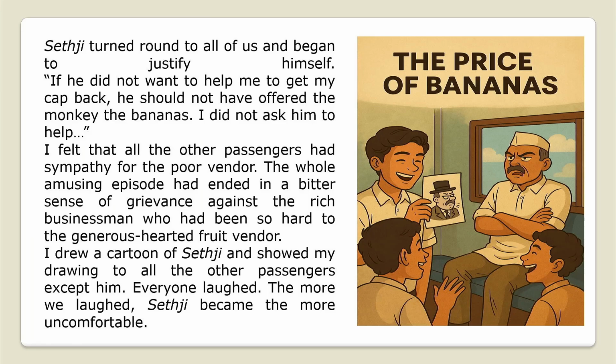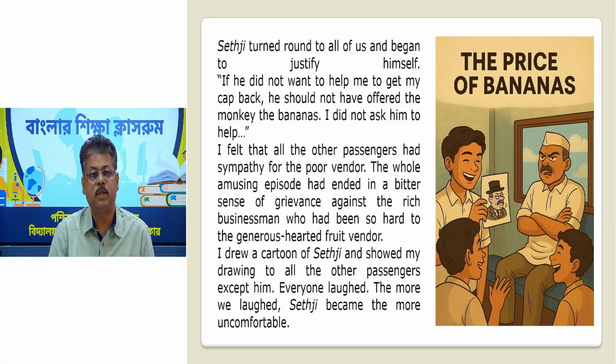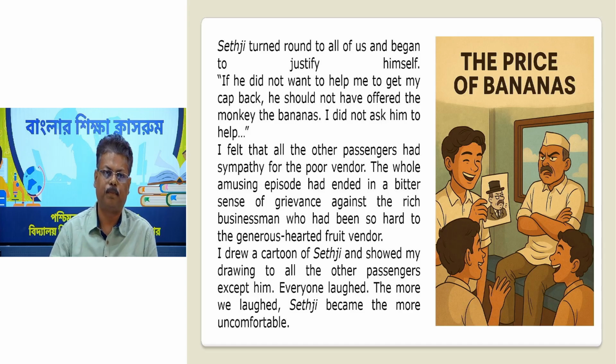So he wanted to justify himself to the passengers, that the way he behaved to the fruit vendor was not unjust. So this answers the question which I had asked in the previous slide. He wanted to prove to the other passengers that he had not behaved in an unjust manner with the fruit vendor.